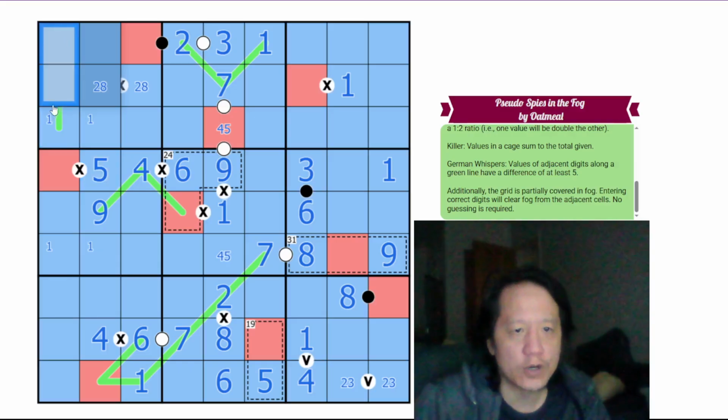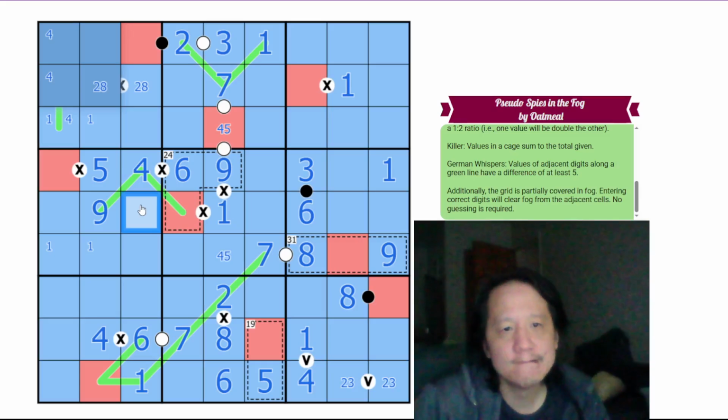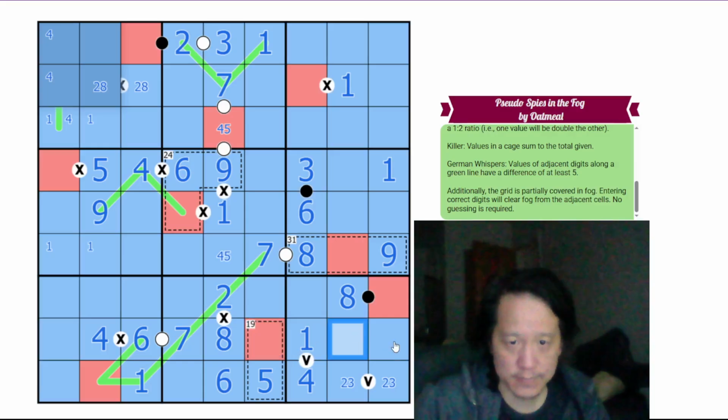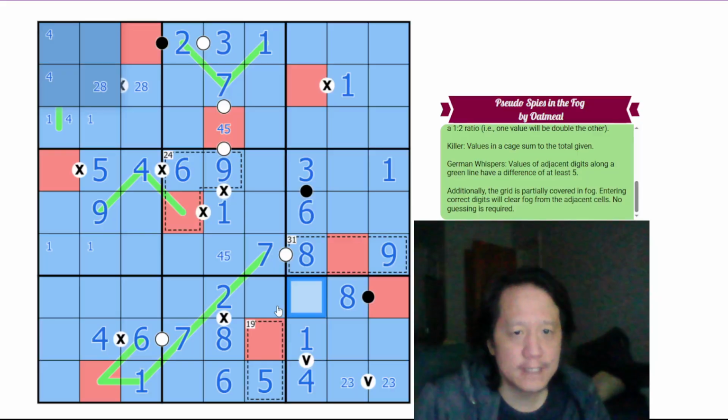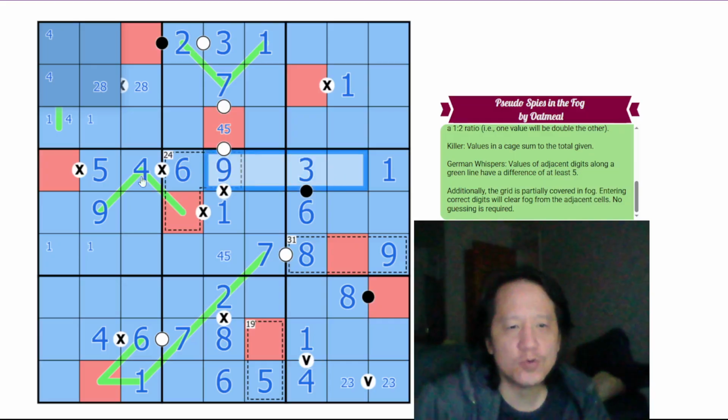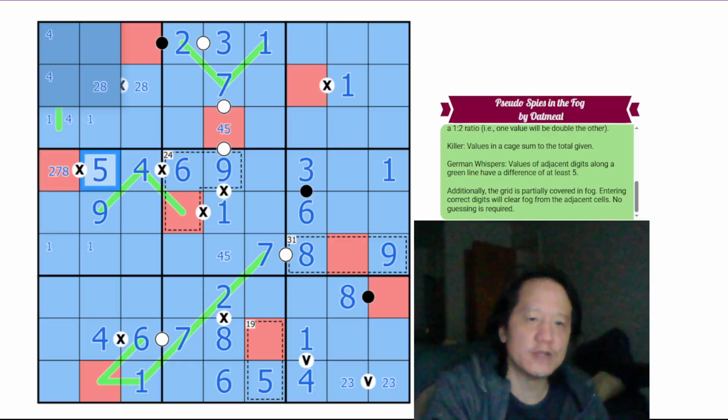Where's 4 in column 1? Can't be here because of 4s in the boxes, so it has to be one of these 3. Let's... remaining digits in row 4 are 2, 7, 8. So 2, 7, 8. This is 2 or 8, and this is 2 or 7.